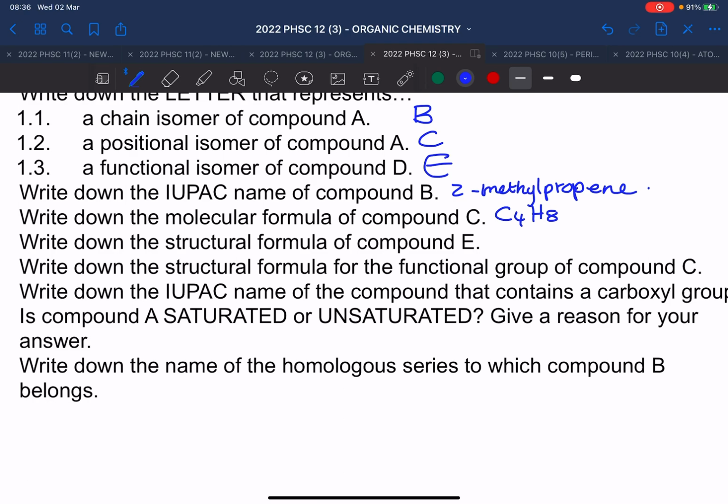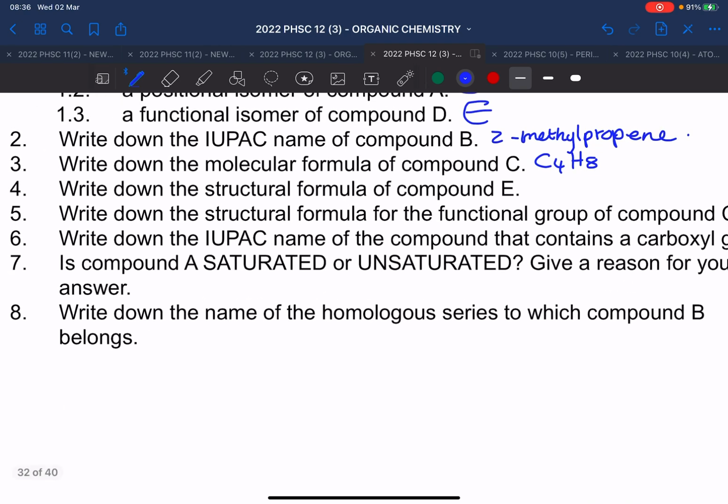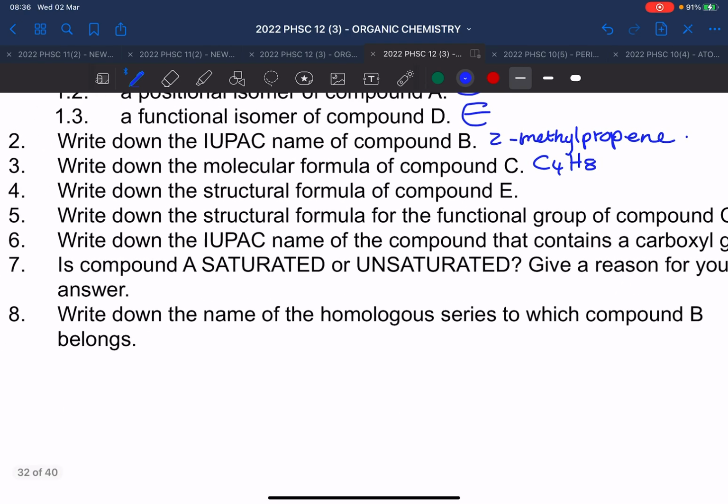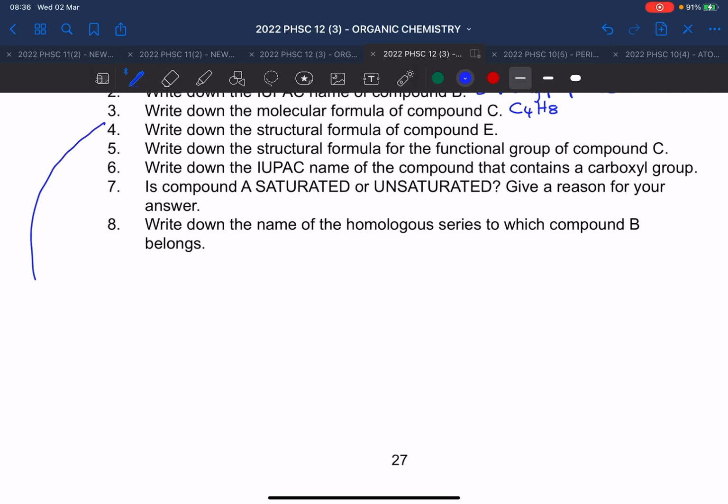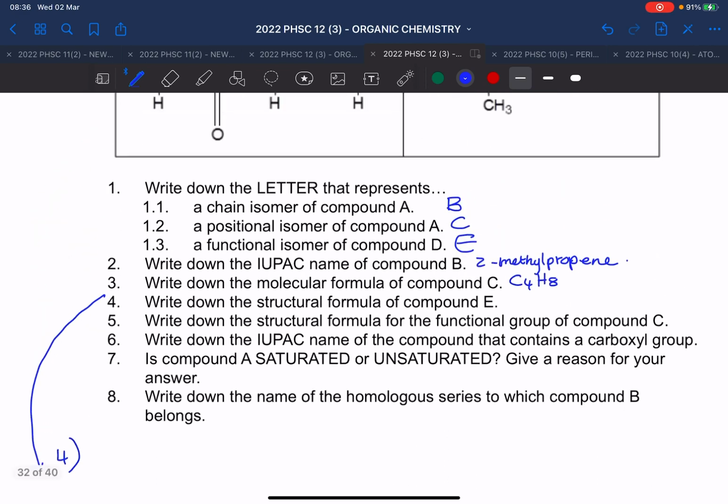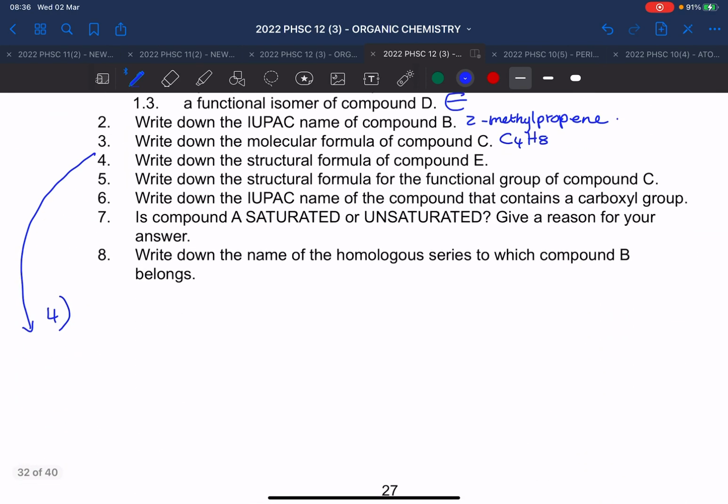Alright, then write down the structural formula for compound E. I'm going to draw this here at the bottom. So this is question 4. The structural formula for compound E. Okay, I'm just going to rewrite the name. E was methyl propanoate.